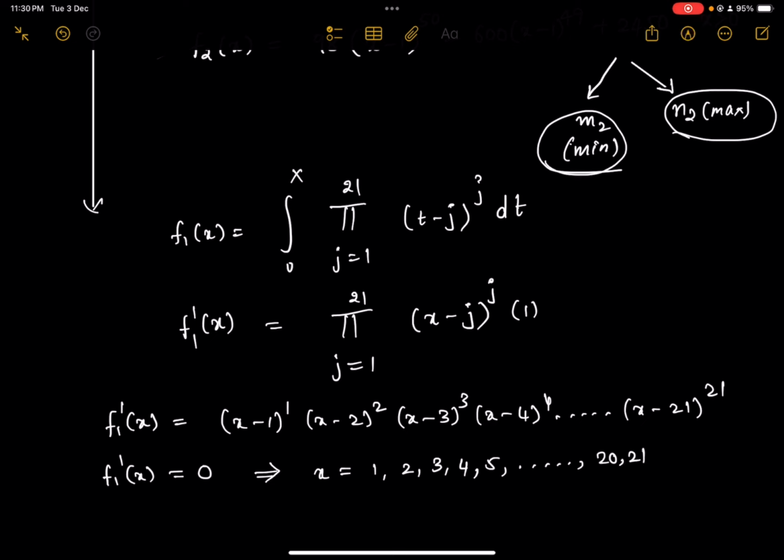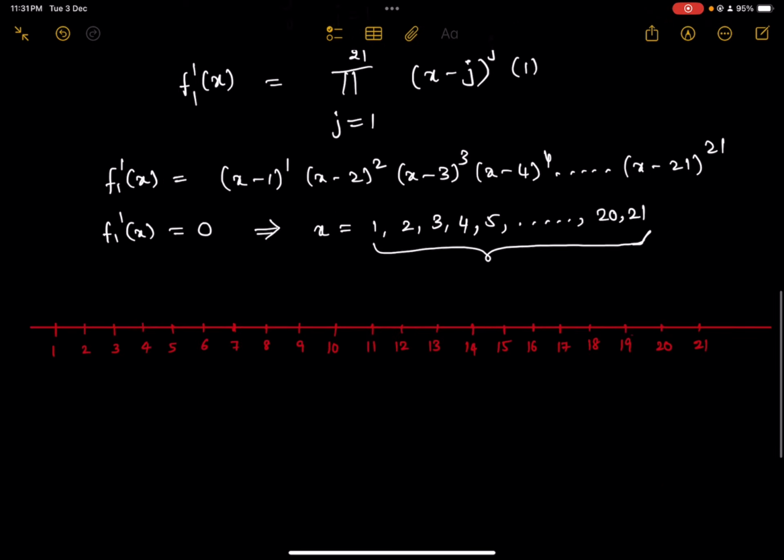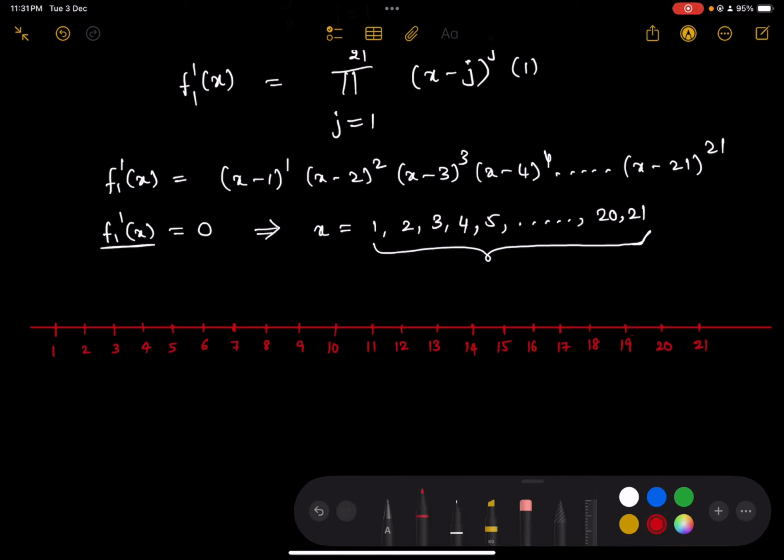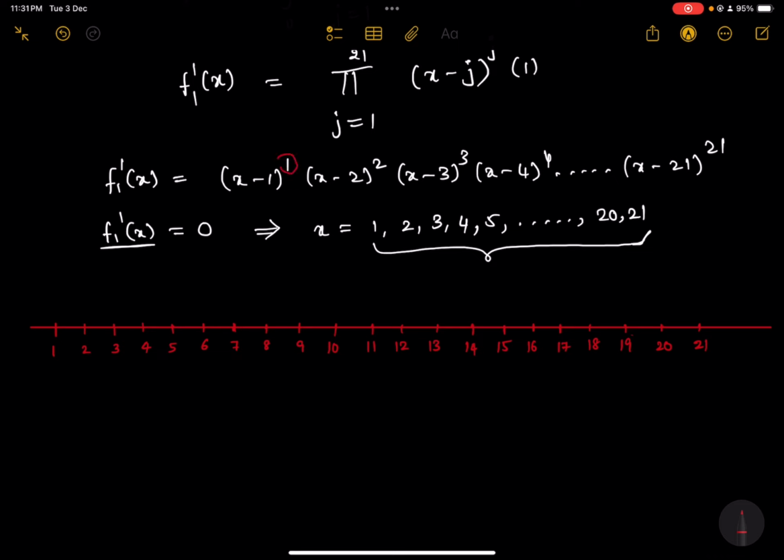Now we can use the wavy curve method to determine which of these points will be local minima and which of them are local maxima. Okay, so we can use the wavy curve method to do that classification. So here I already made the line with the roots of f1 dash of x, 1 to 21. So let us recall the wavy curve method once. Whenever there is an odd degree, the wave will change the sign.